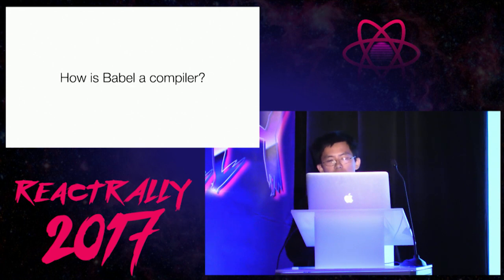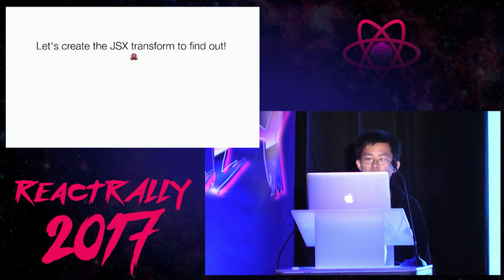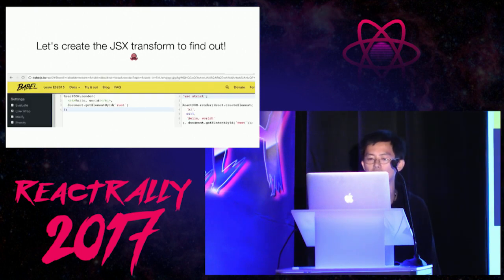So how is Babel a compiler? The way we want to do that is to create this JSX transform. And I'm sure most people know about how it gets transformed by just checking out the REPL, because no one actually reads the output, right?